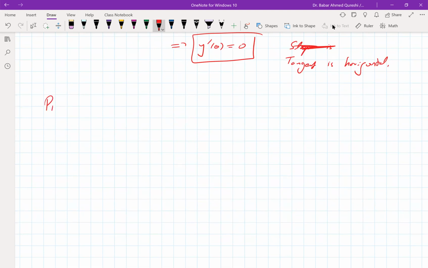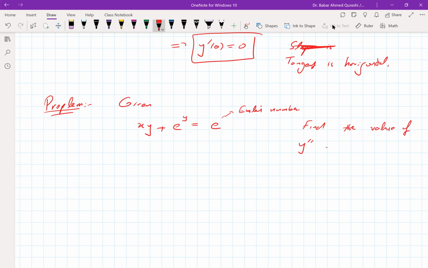Let's consider this. So given xy plus ey is equal to e, where e is the Euler's number, find the value of y double dash at the point where x is 0.